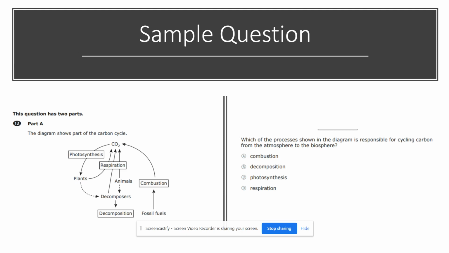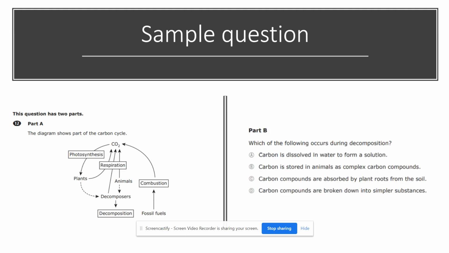Okay, so given our choices here, we have A, combustion, B, decomposition, C, photosynthesis, and D, respiration. The correct answer to this question is C. Photosynthesis is the only one of those 4 that actually cycles carbon from the atmosphere into the biosphere, by those plants taking the carbon dioxide out of the atmosphere, putting it into their cells to use for photosynthesis.